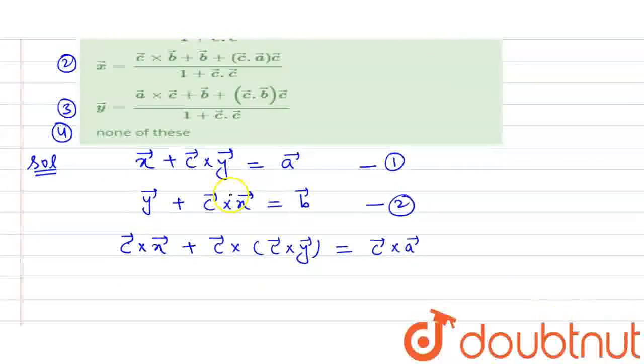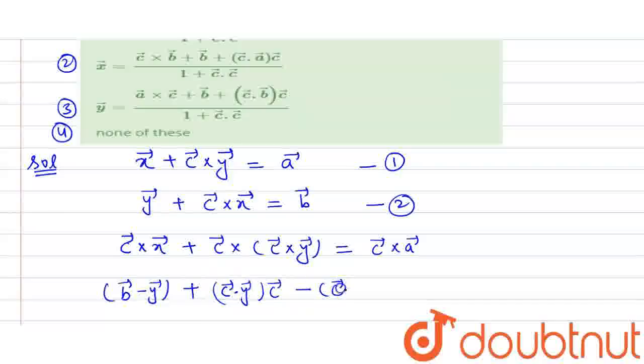Now see, from the second equation, c vector cross x vector we can write as b vector minus y vector. So in place of c vector cross x vector I will write b vector minus y vector, plus, now this is a vector triple product, just solve it. So you will get c vector dot y vector multiplied by c vector minus c vector dot c vector multiplied by y vector, which is equal to c vector cross a vector.